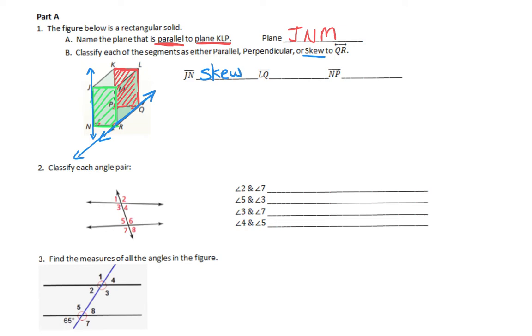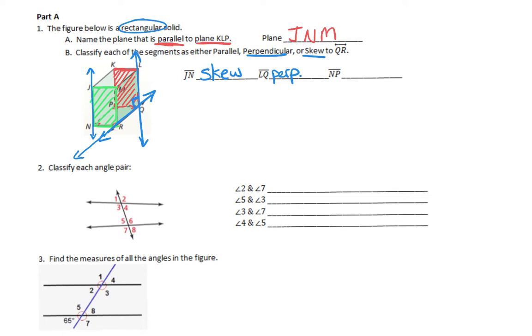All right, up next we've got LQ. So let's identify LQ. There you are, LQ. And it's definitely intersecting RQ, so it's not going to be parallel or skew. It is going to be perpendicular, but there's no right angle drawn there. Well, they told you that this was a rectangular solid, so there actually is a right angle there. So LQ is perpendicular. We're going to abbreviate that. Perpendicular to QR.